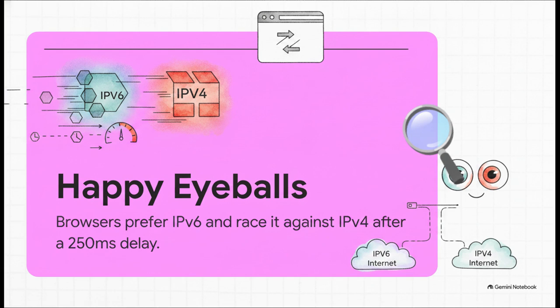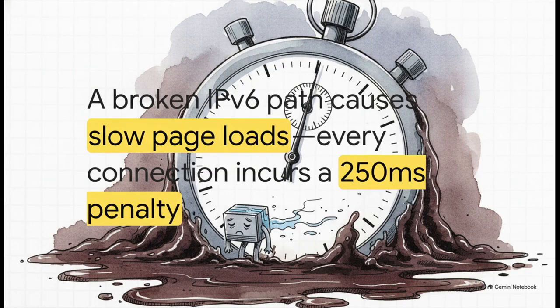Modern browsers strongly prefer IPv6. When connecting, the browser initiates an IPv6 connection, but it sets a timer. After a tiny 250 millisecond delay, it races an IPv4 connection right alongside it. Whichever connects first wins. But here's the really interesting consequence of this race.